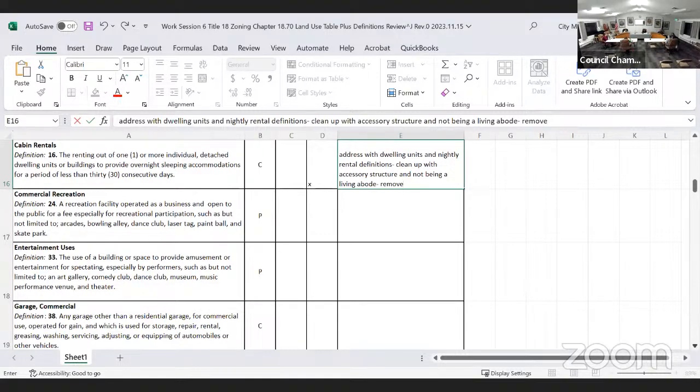Anything else for cabin rentals? So are we saying that we're going to change it from conditional to permitted, or are we going to revisit that one again? My understanding, please correct me if I'm wrong, is that we may not need this definition any longer if it's met under the dwelling unit and nightly rental definitions. It sounds like it could fit under lodge as well, and that is permitted under lodge. So, potentially removing it.